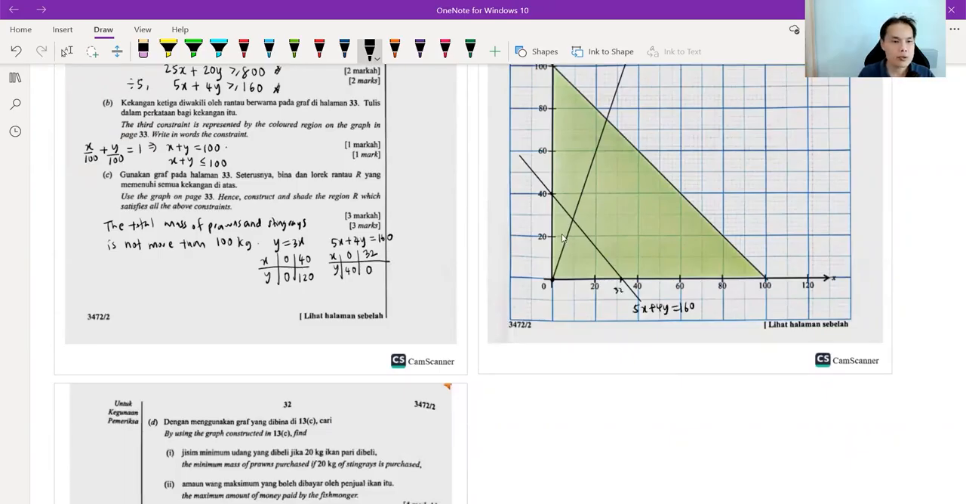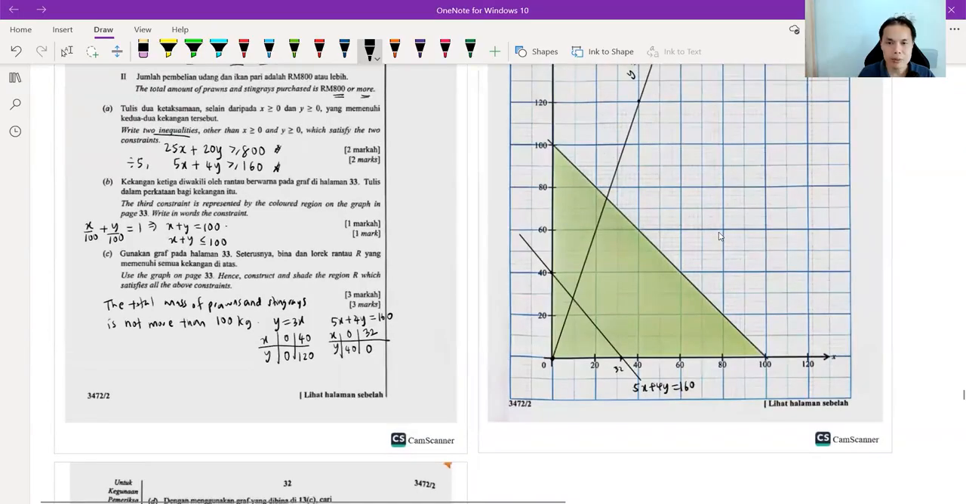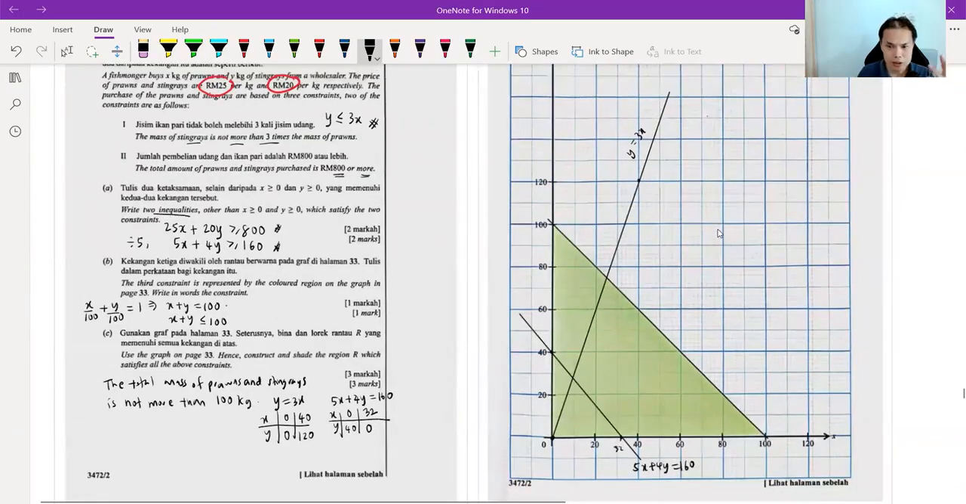So we are supposed to construct and shade the region. Now remember the three conditions. Number one is x plus y less than or equal to 100. This is already drawn for you. Second one, your y must be less than or equal to 3x. That means it must be below this line. So maybe I use a different color, blue, below here, right?